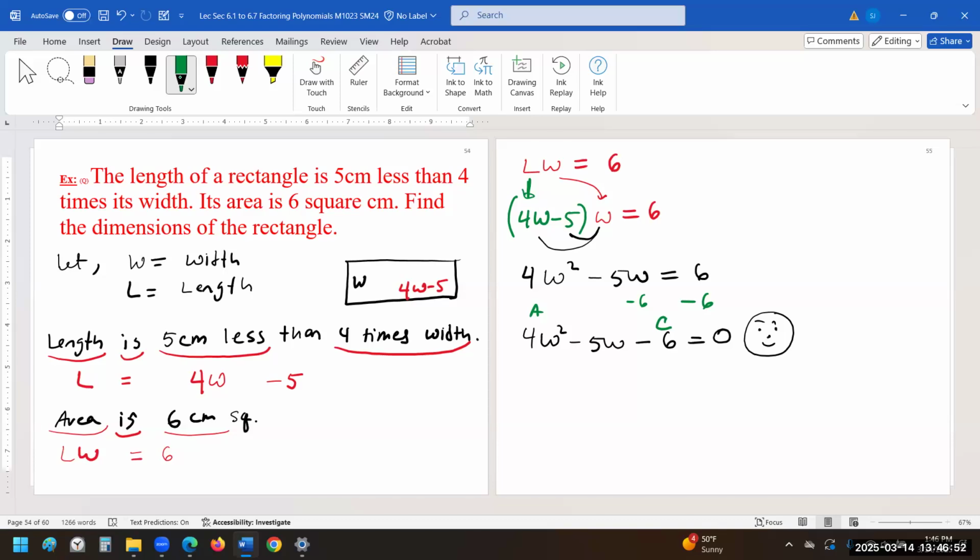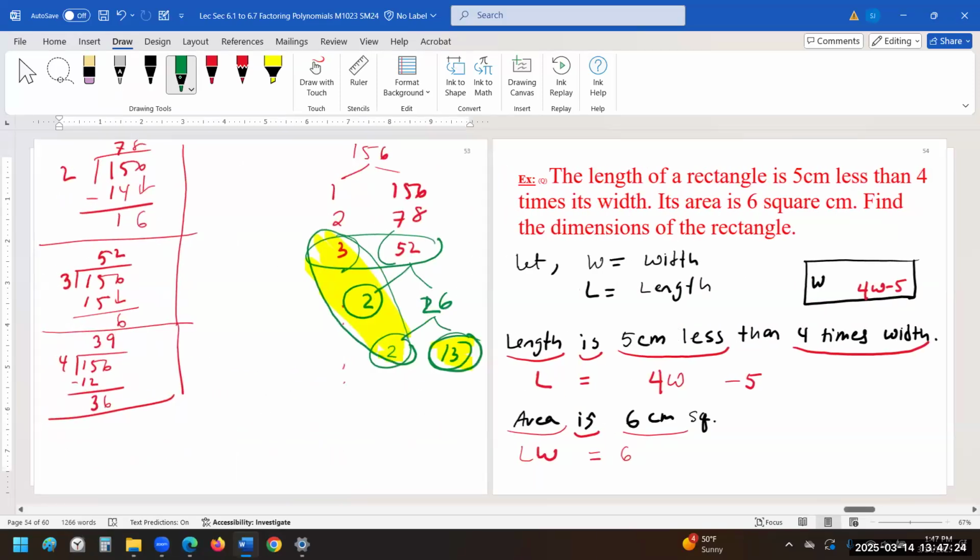If you have only w squared, you're looking for 2 numbers that multiply to 6 and combine to 5. But your A is not 1. It's 4. So you need to multiply A and C and then factor. It has to be the same thing for every quadratic where your A, the square term, is not 1.